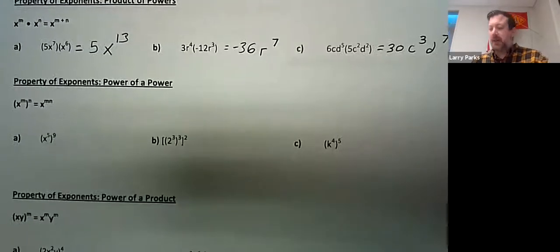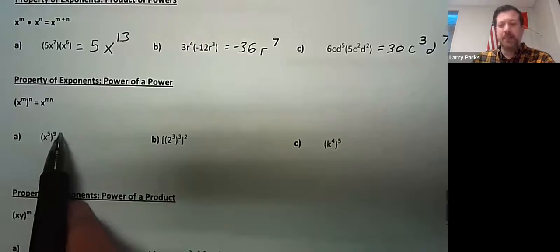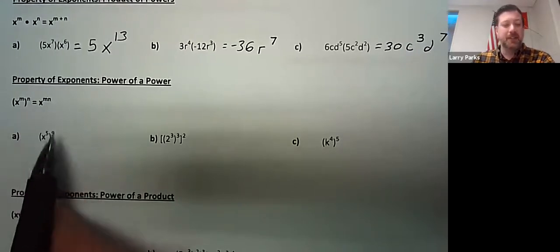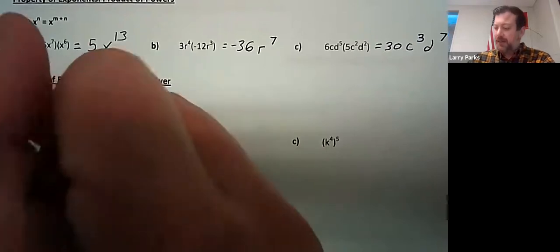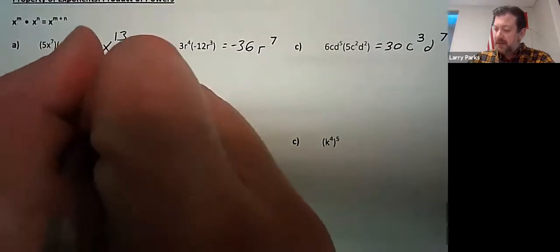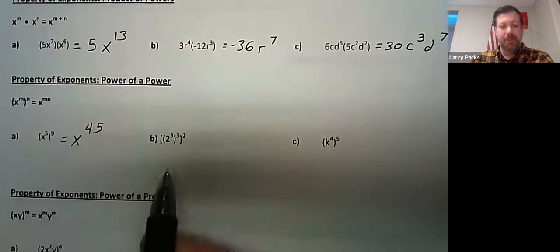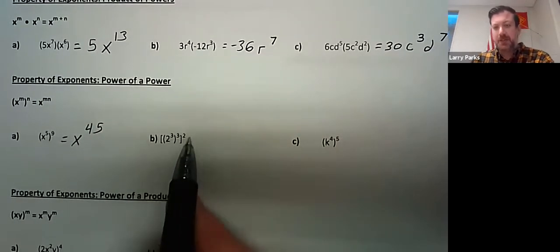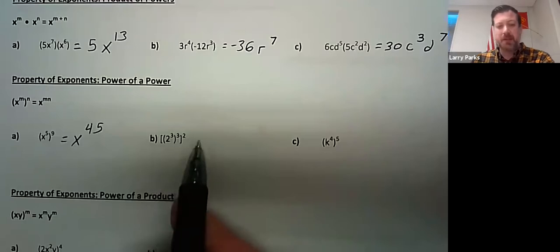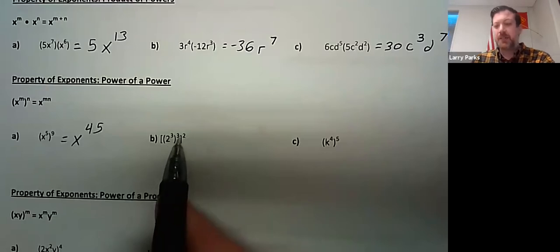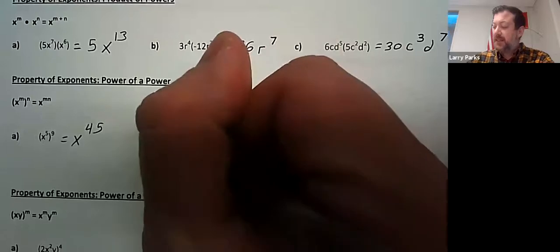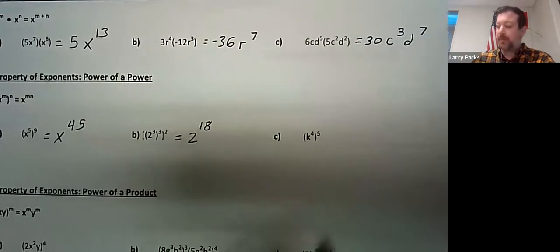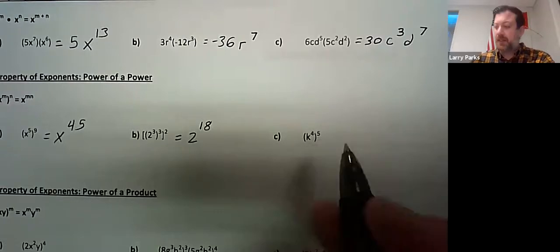Now let's talk about what happens when you have a power raised to a power. Well, the rule is right here. You just multiply the powers. So 5 times 9 is 45. Here, 3 times 3 times 2. So we have 3 powers. We just multiply all 3. 3 times 3 is 9, times 2 is 18. So that's 2 to the 18th. And then here, 4 times 5 is 20.